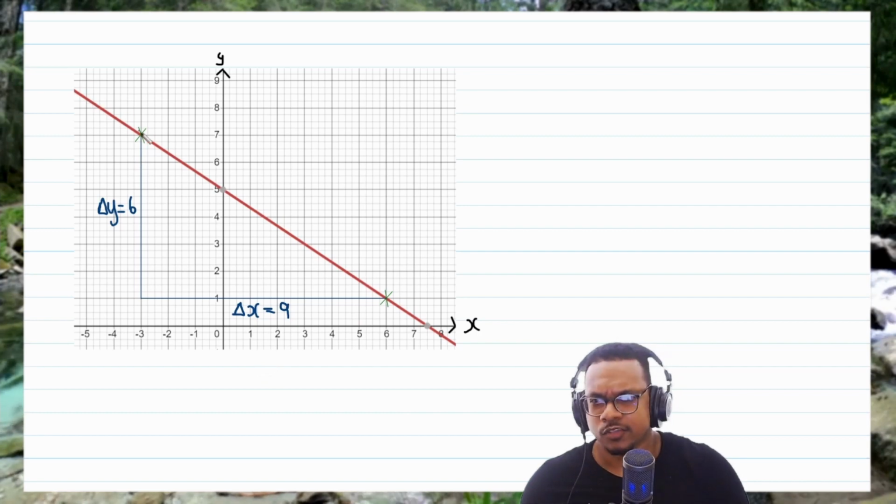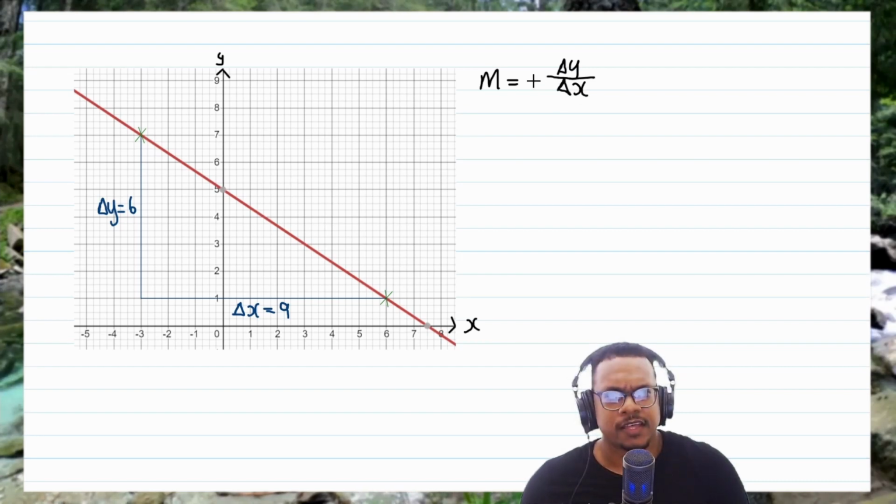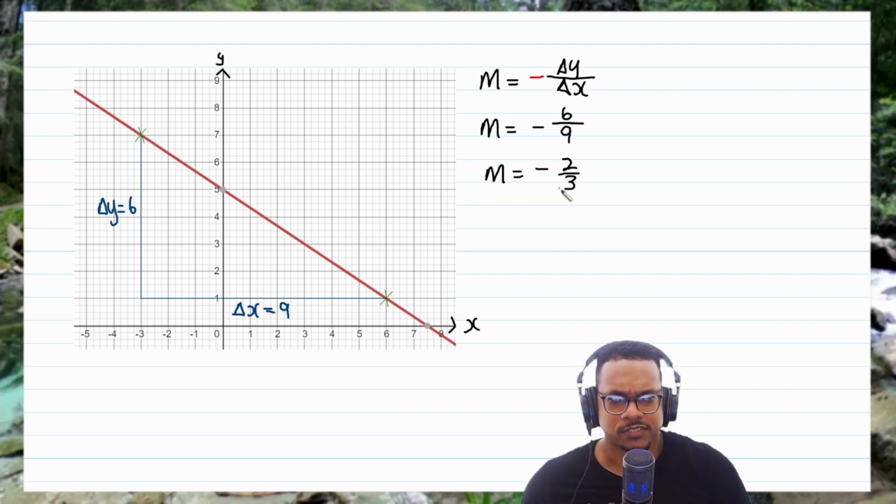Now because we know the line is sloping downwards, we know that the gradient is negative. So here I'll have my gradient is equal to my change in y divided by my change in x. And I'll insert this negative sign because I know that this line is sloping downwards, therefore the gradient will be negative. So I'll have gradient is equal to negative change in y, which is 6, divided by my change in x, which is 9. So that will break down to be negative 2/3. So my gradient will be negative 2/3.